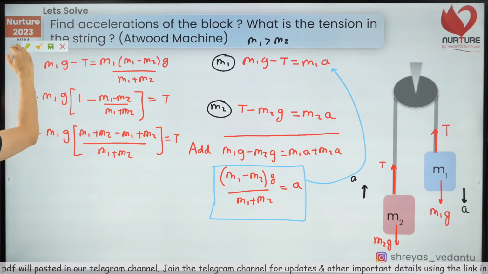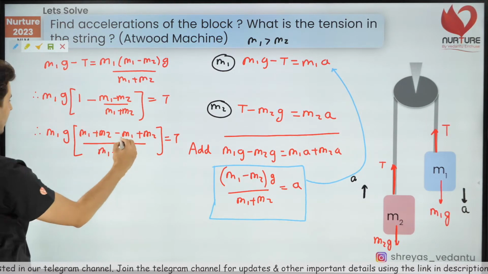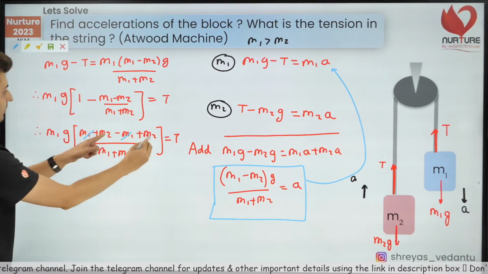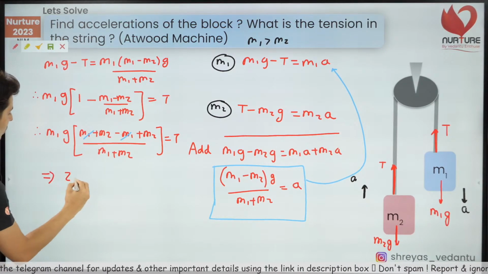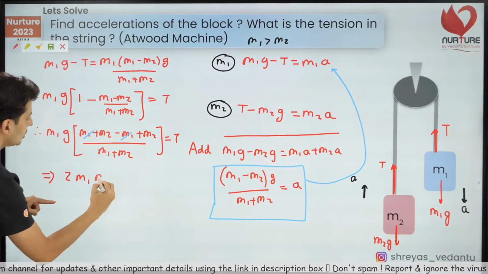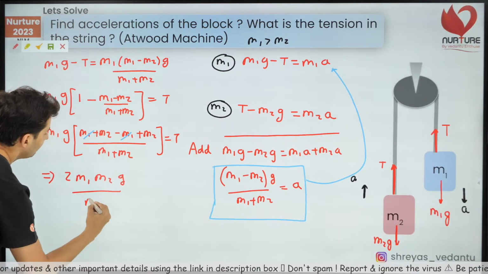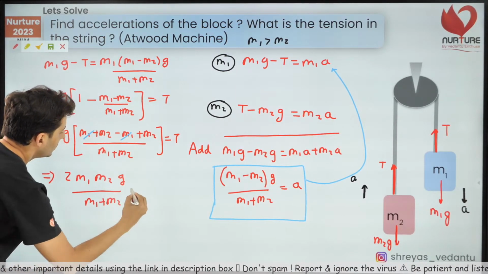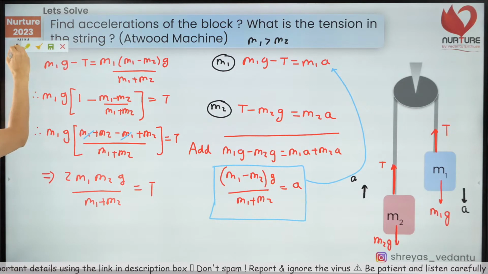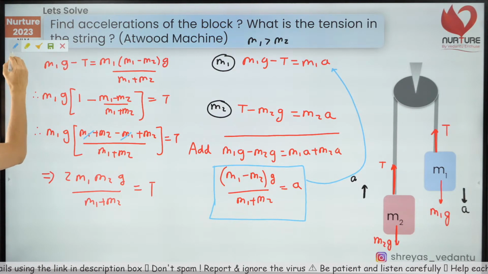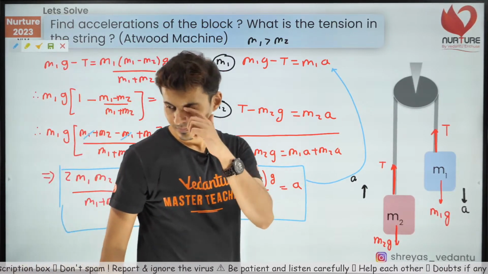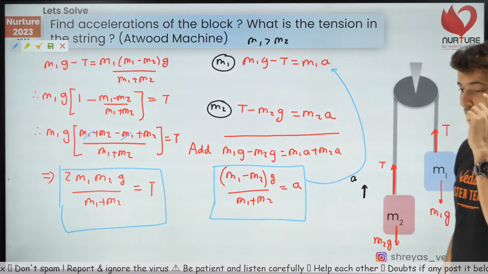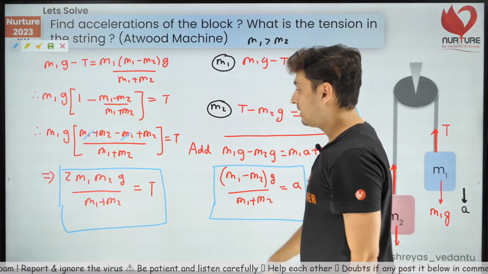You can clearly see over here that m1 and m1 will get cancelled. m2 and m2 will become 2m2. So therefore, I'll get 2m1 m2 into g divided by m1 plus m2 is equal to tension. So that is the tension, of course. I hope this is fine. Yes, 2m1 m2 upon m1 plus m2, the whole thing into g.